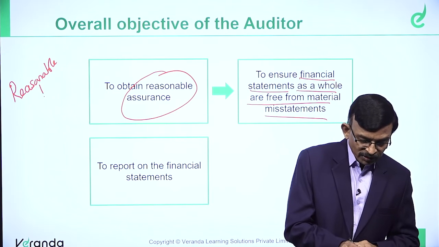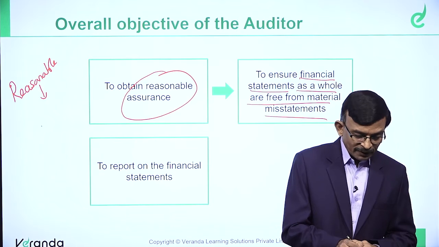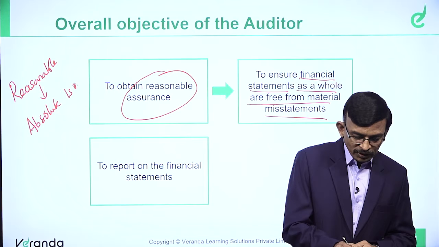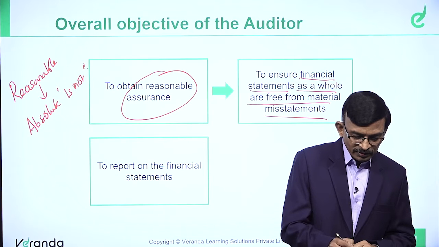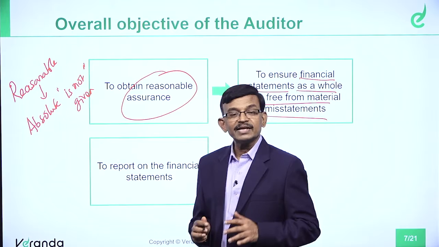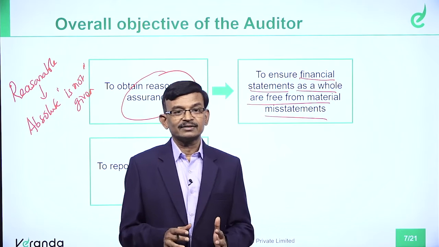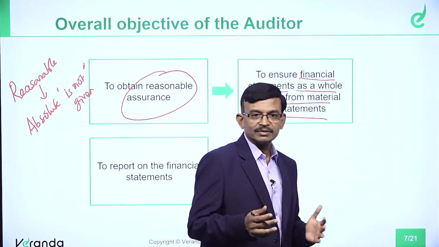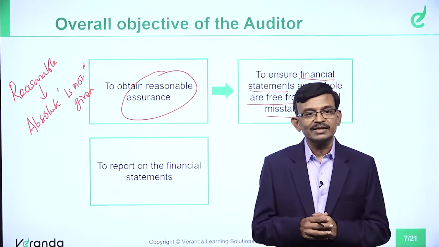So that means what? Absolute assurance is not given. What is the meaning of absolute assurance? If I say it is true and correct, then it is an absolute assurance. I cannot give that. There are some limitations which we will see at a later point of time.